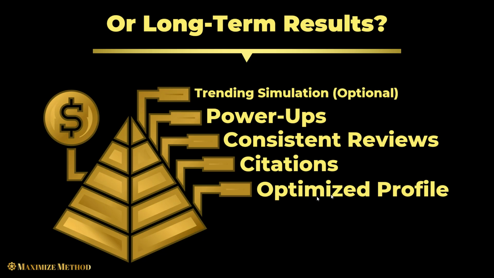So if your Google Business profile is properly set up, you have a lot of consistent high authority citations, you are consistently getting reviews, and you have good interaction and engagement on your profile, on your listing, then this strategy, the trending simulation, will help you elevate your visibility in Google Maps and Google Search. And when you have all of this done, and then you do this, this actually sticks.